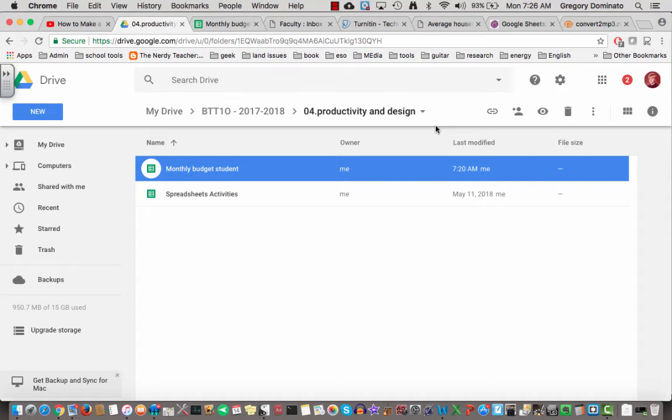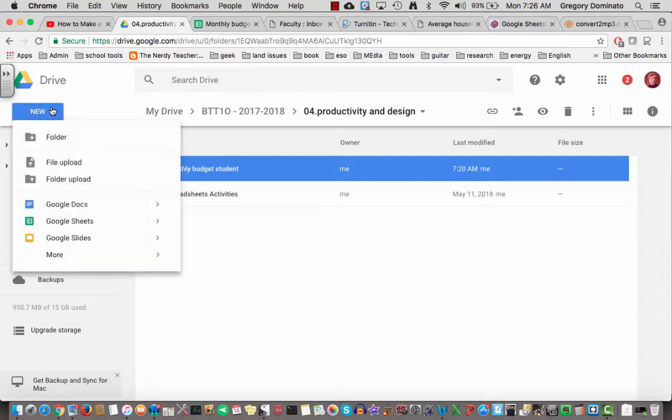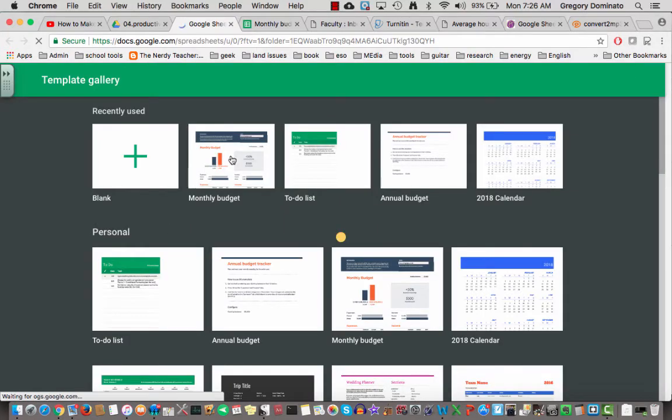All right, the next task that we're going to do with Google Sheets is to create a spreadsheet using one of Google Sheets' built-in templates. It's a powerful template that is going to help you track your monthly expenses, monthly budget rather. So we're going to go to New, Sheets, and we're going to create a sheet from a template.